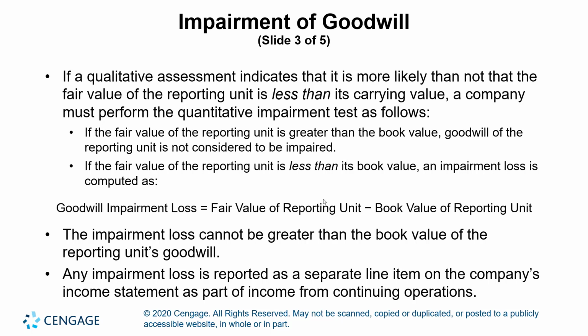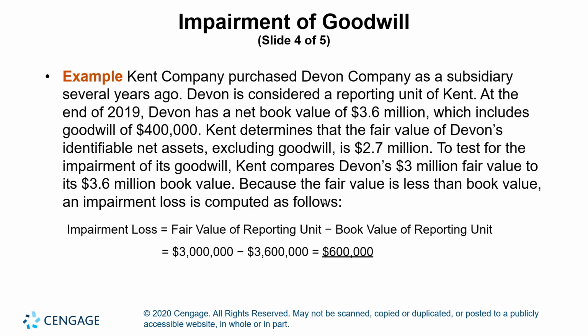If the fair value of the reporting unit is greater than the book value, goodwill will not be considered impaired. If the fair value of the unit is less than the book value, an impairment loss is computed: fair value minus book value. The impairment loss cannot be greater than the book value of the goodwill. Any impairment loss will be a separate line item on the company's income statement as part of continuing operations.